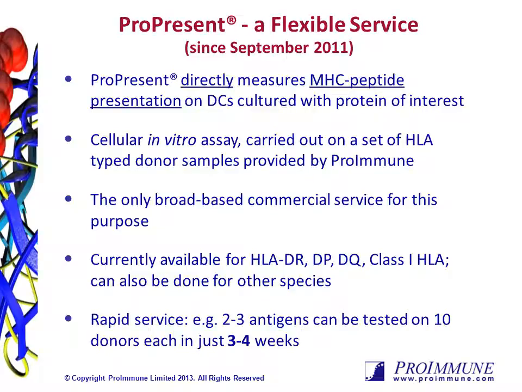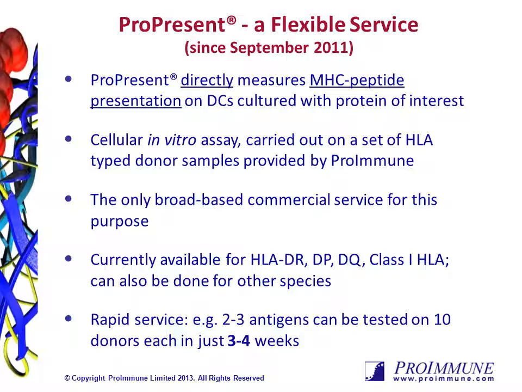ProPresent is a flexible service that we have now been offering since 2011. This assay can directly measure the peptides that are presented on the surface of dendritic cells from a protein of interest. It's an in vitro assay that we carry out as a service at ProImmune, and we provide the donor samples for this. As such, it is the only commercial service that offers this type of analysis. We currently offer HLA class 2 analysis by subtype, also HLA class 1 and other species.